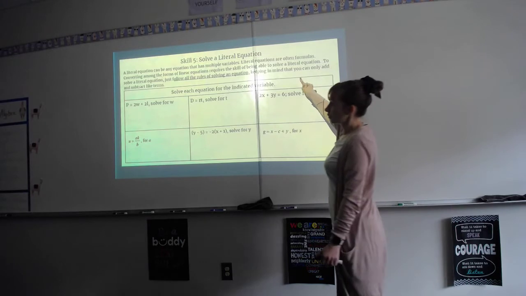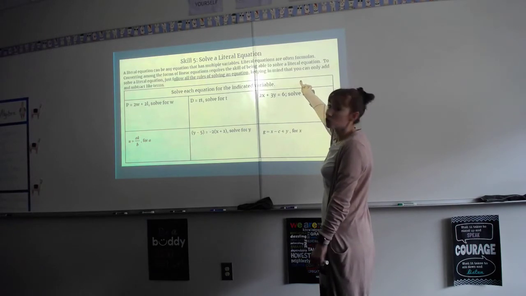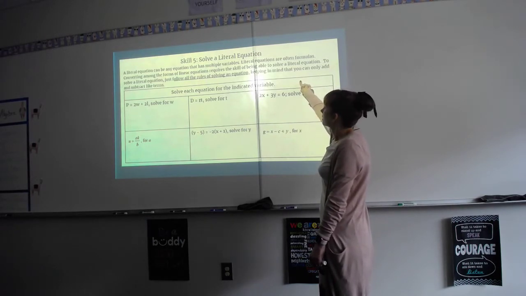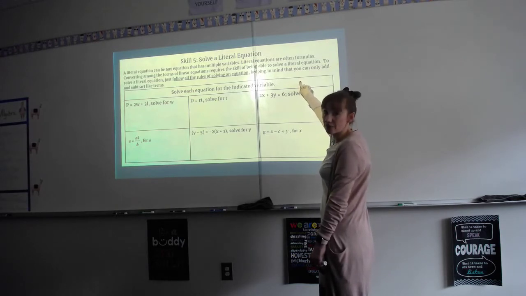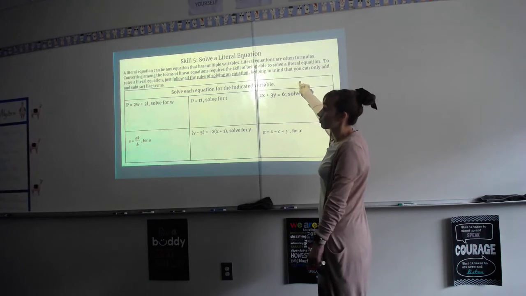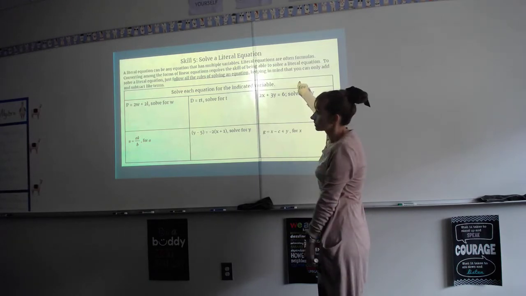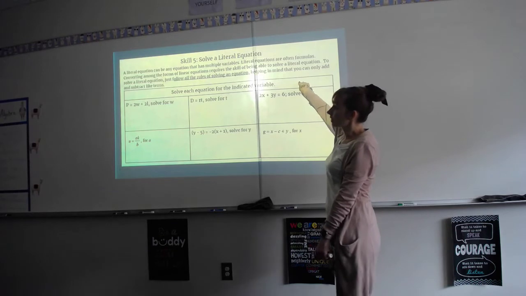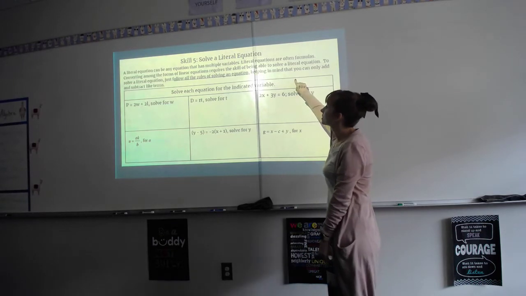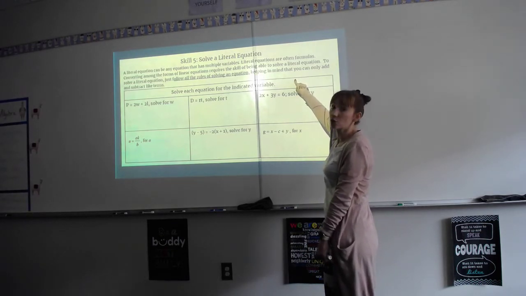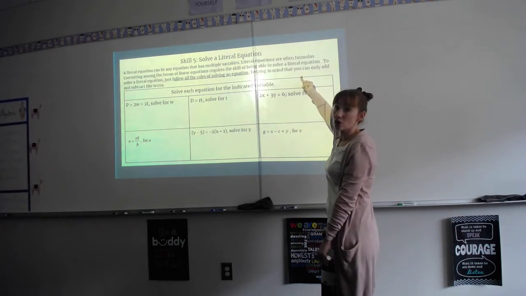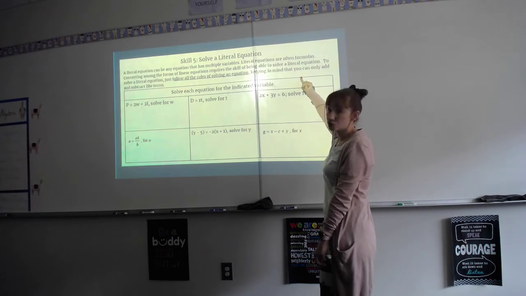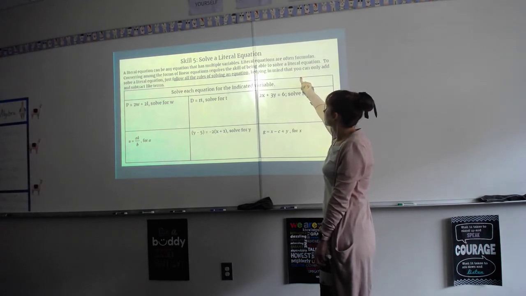Now, a literal equation can be any equation that has multiple variables. Literal equations are often formulas, like area, A equals length times width, or perimeter, which we're going to see right there as our first example. Converting among the forms of linear equations requires the skill of being able to solve a literal equation, so you have to know how to do this. To solve a literal equation, all we do is follow all the rules for solving an equation, keeping in mind that you can only add and subtract like terms.